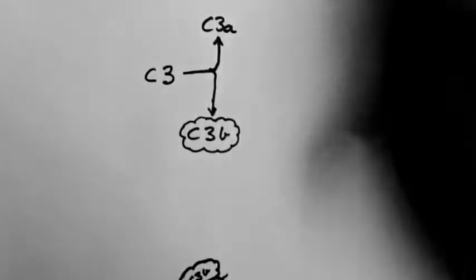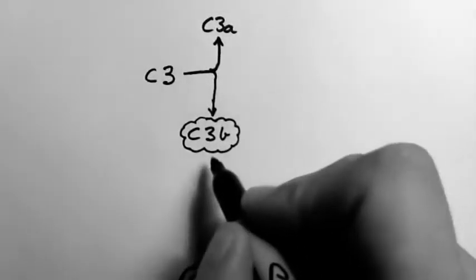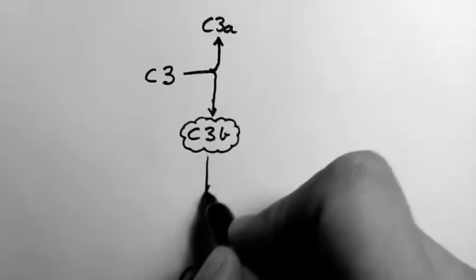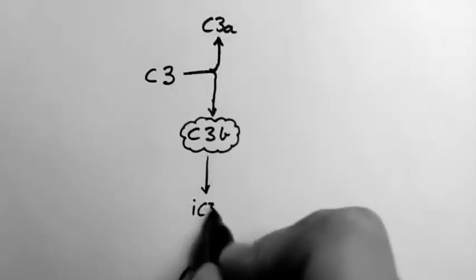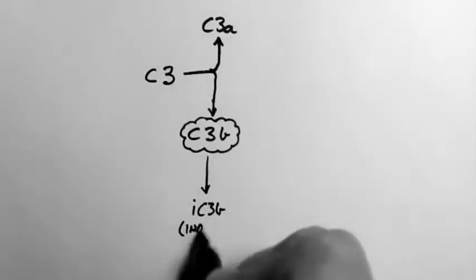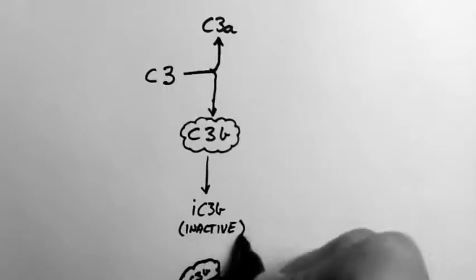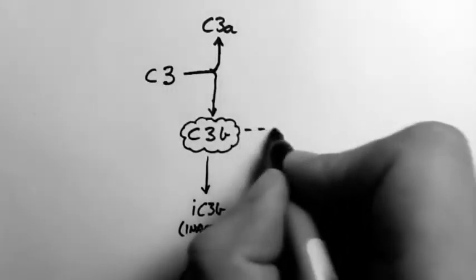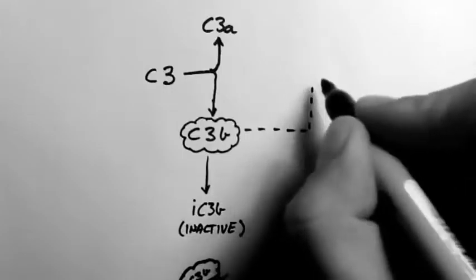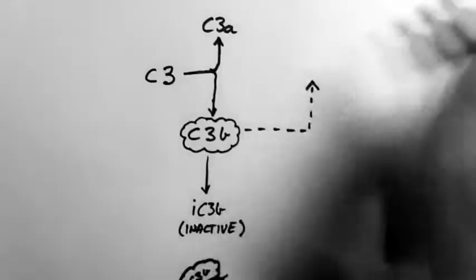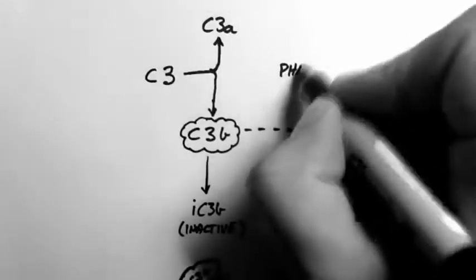Now, first of all, to stop this happening to your own cells, C3b can be inactivated by conversion to iC3b. This is the inactive form. But if it attaches to a pathogen, then there are two possible outcomes.